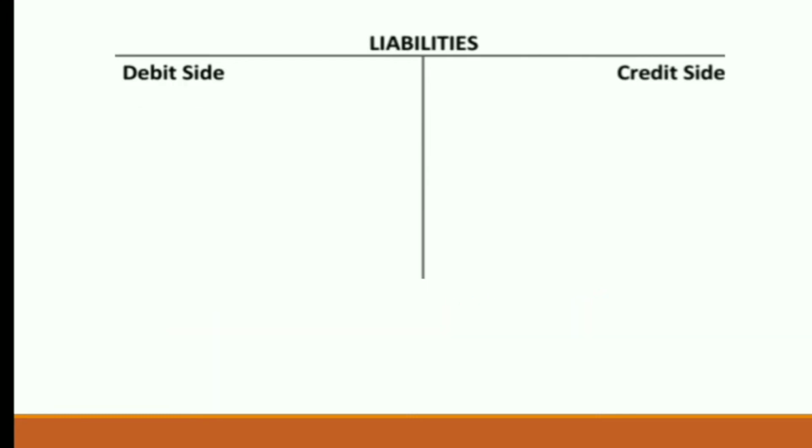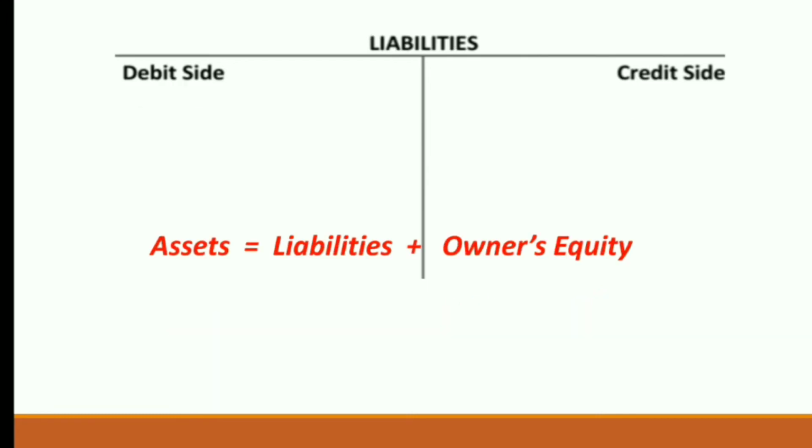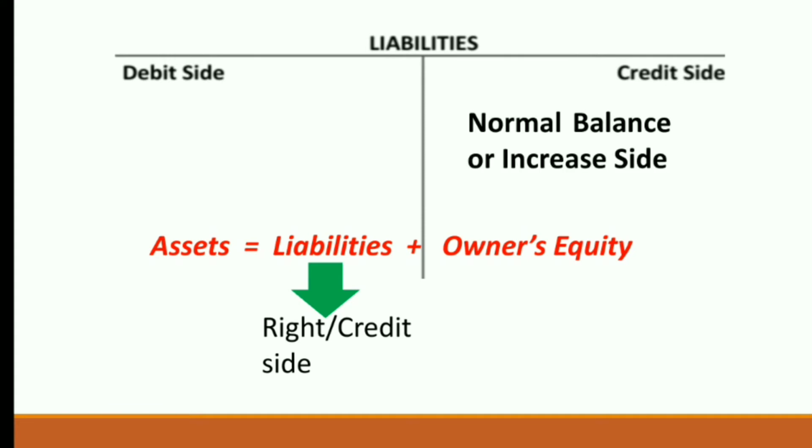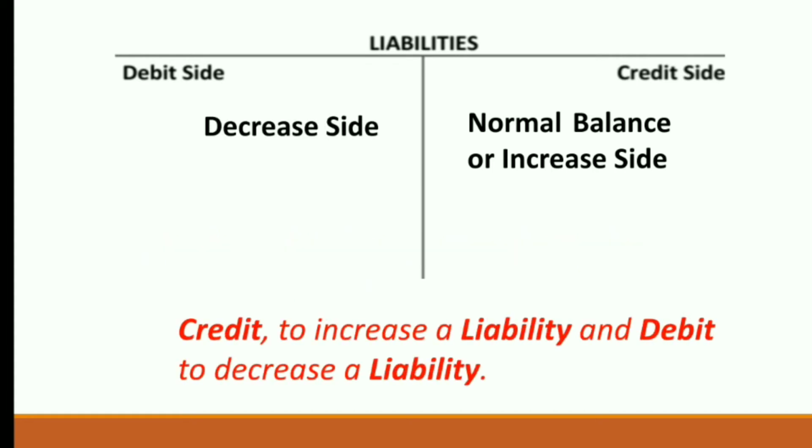For liabilities, in the basic accounting equation, the liabilities is located in the right side or the credit side of the accounting equation. So this means that in the T account also, the increased side or the normal balance of liabilities is located at the credit side of the liabilities account. And consequently, the decreased side of liabilities is located in the debit side of the liabilities account. So therefore, credit to increase a liability and debit to decrease a liability.